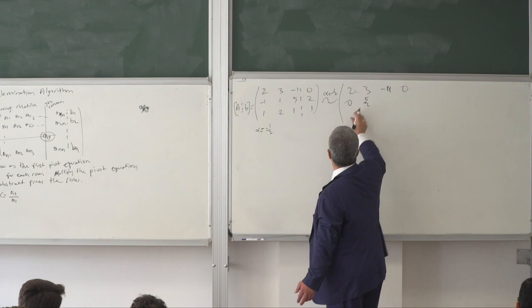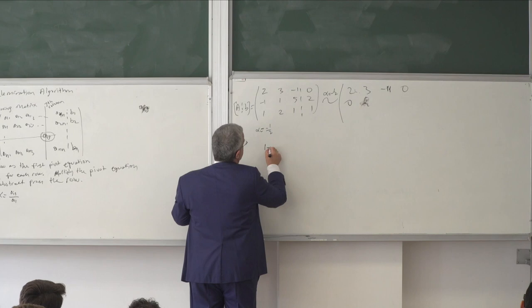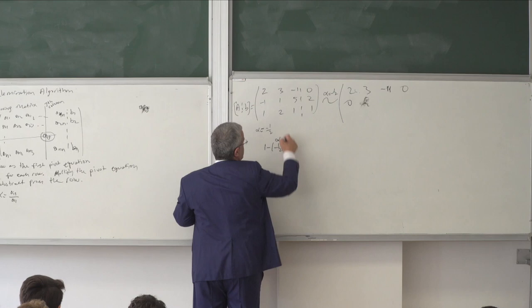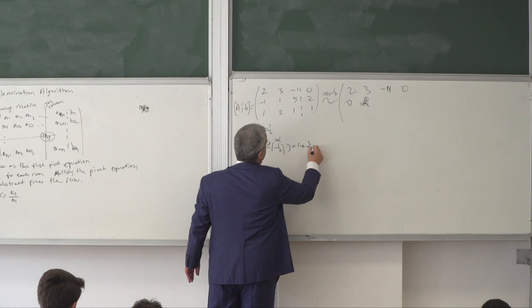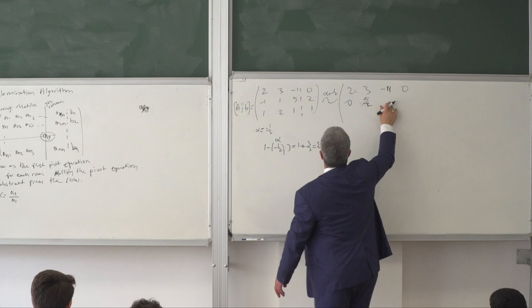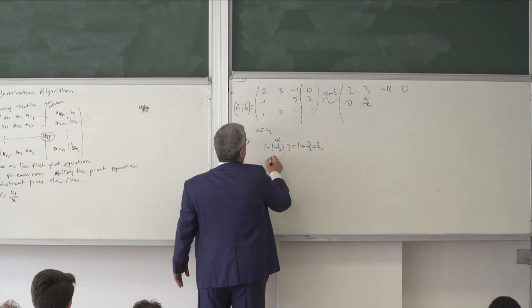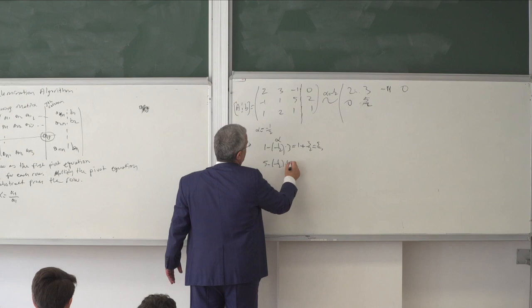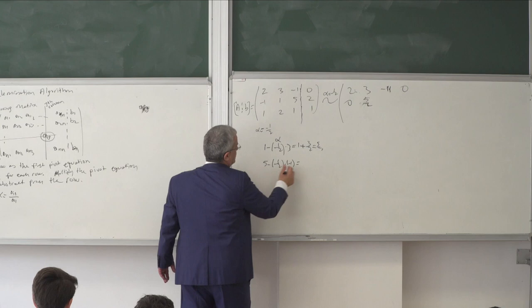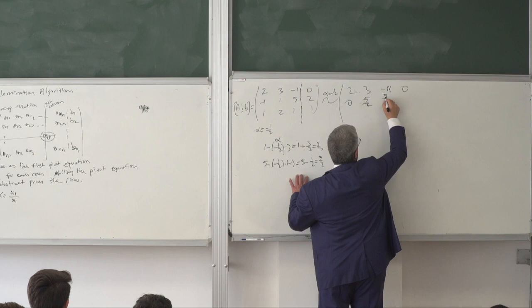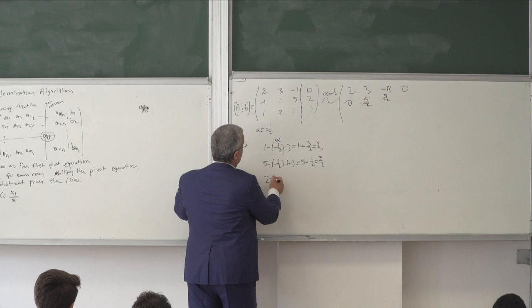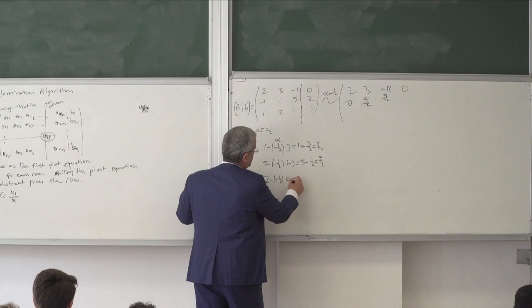It's very easy for a computer to do this. Minus 1 half times, this is alpha, times this. You are going to do all these computations when you write a program. So this is going to be 1 plus 3 half, which is 5 over 2. And this, 5 minus minus 1 half times minus 1, which becomes minus. So 5 minus 1 half. This is 9 over 2, right? If I make a mistake, please correct me. 9 over 2. And the right-hand side, again, the same thing. 2, and since this is 0, minus 1 half times 0 is just 2. It doesn't change.